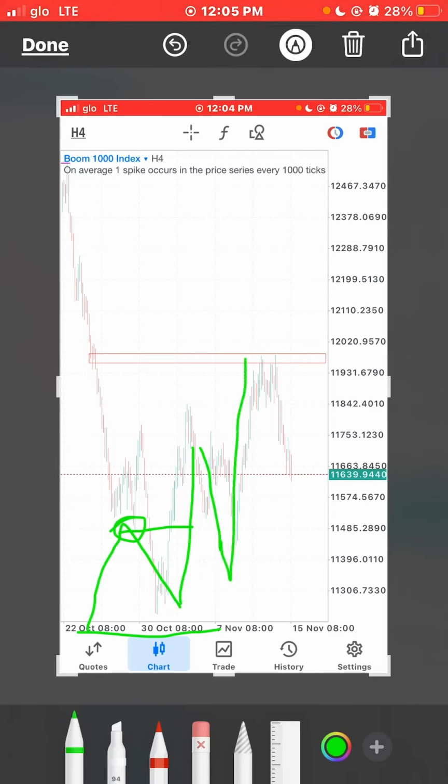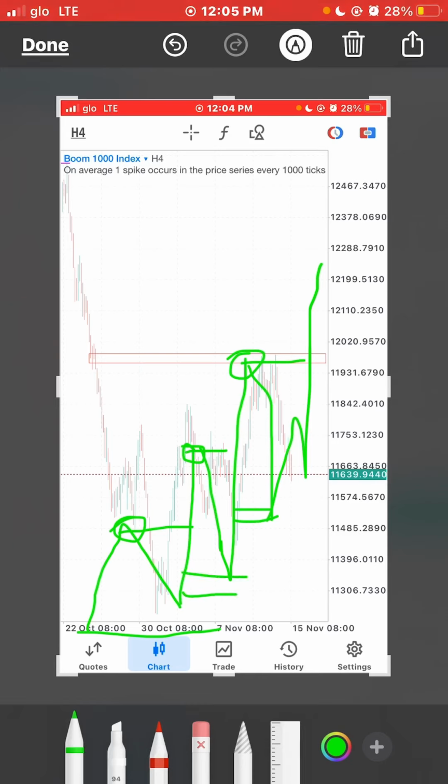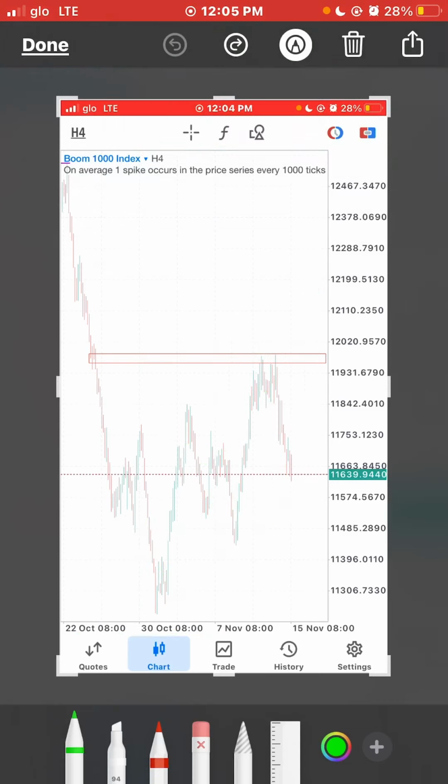Then it makes another bull run, taking out the previous high that it made, and also pulls back again and continues going upwards. So this is how the market fundamentally delivers price when it is in a bullish condition. I also show you these examples in the live chat.